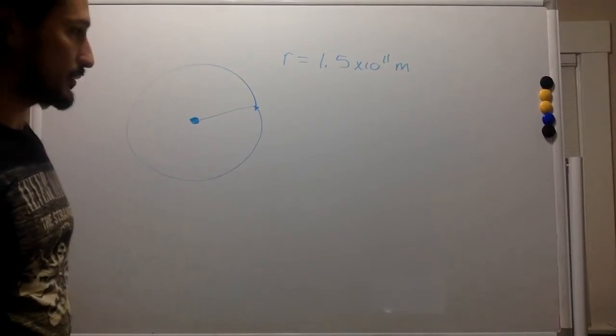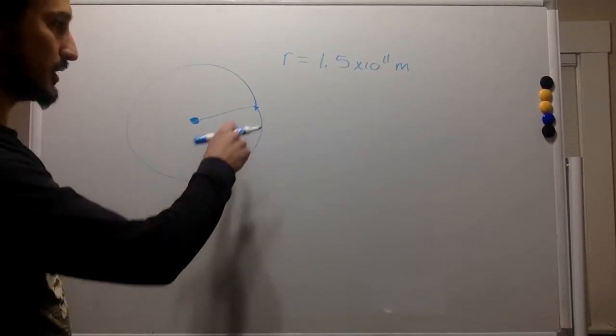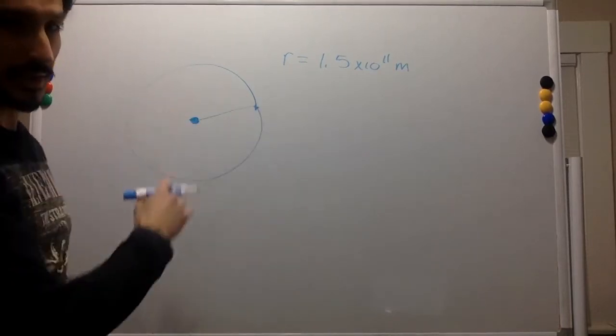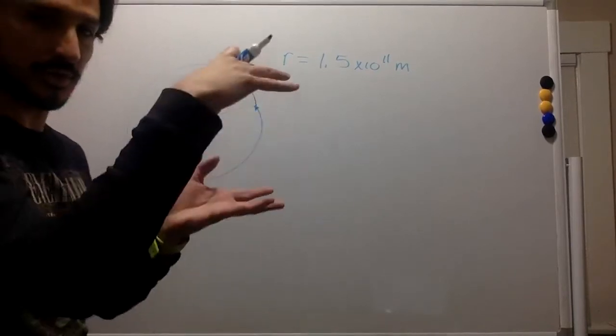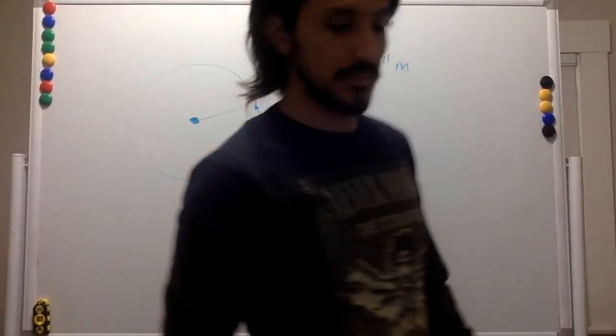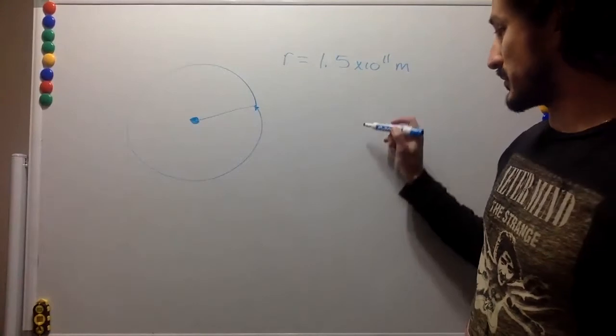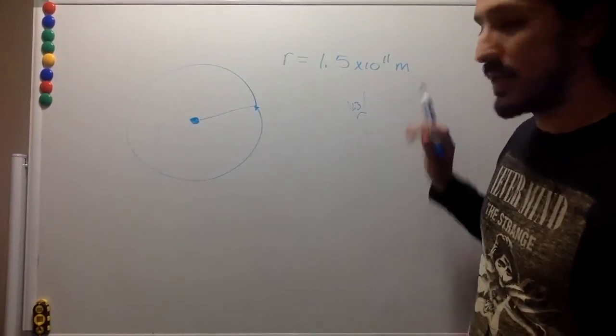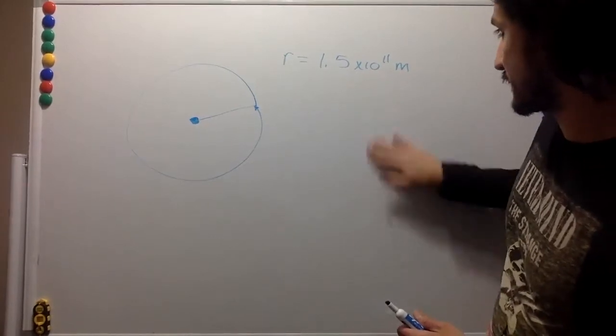You know, seasons like winter and summer, they do not occur because of the orbit being elliptical. It's because of the angle of the Earth with respect to the Sun, which is a 23 degree angle. I just wanted to mention that.